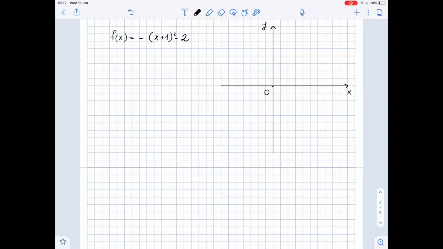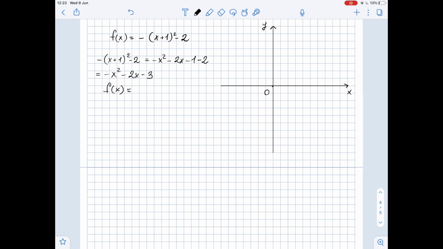So we need to graph the following function. Before we do that, let's try to simplify it. So negative x plus 1 squared minus 2 is equal to negative x squared minus 2x minus 1 and minus 2. So this whole thing is equal to negative x squared minus 2x minus 3. So f of x is equal to this expression.